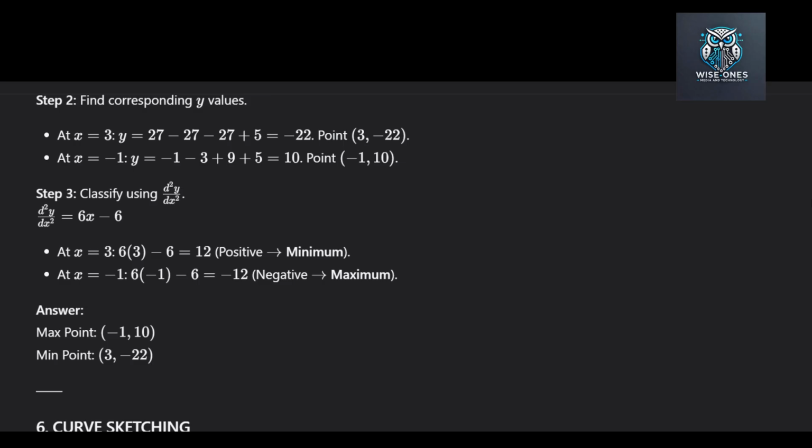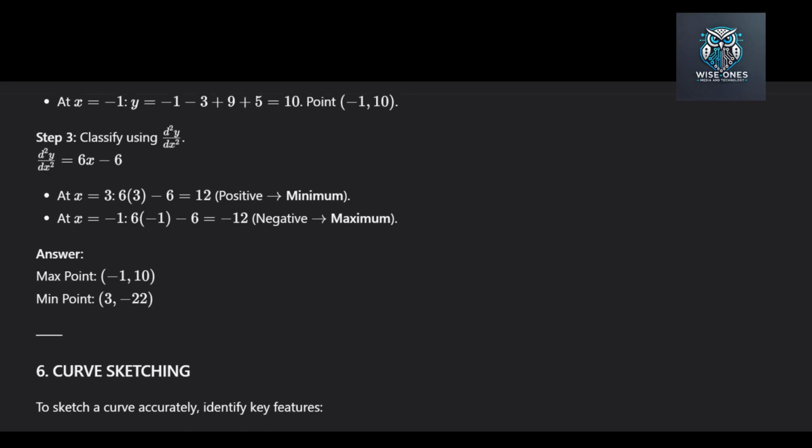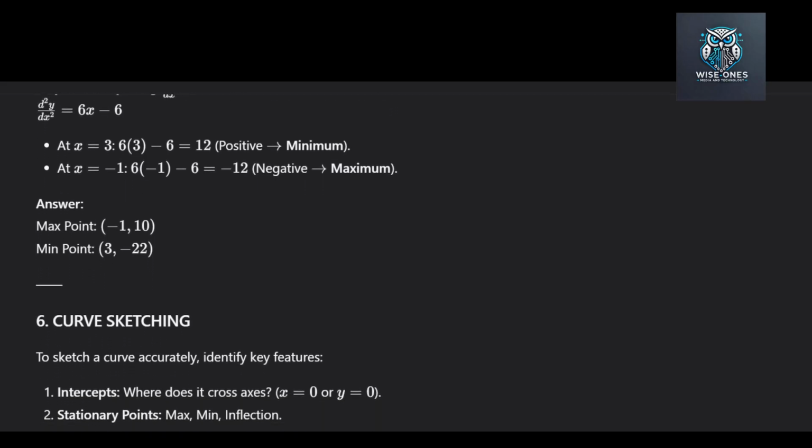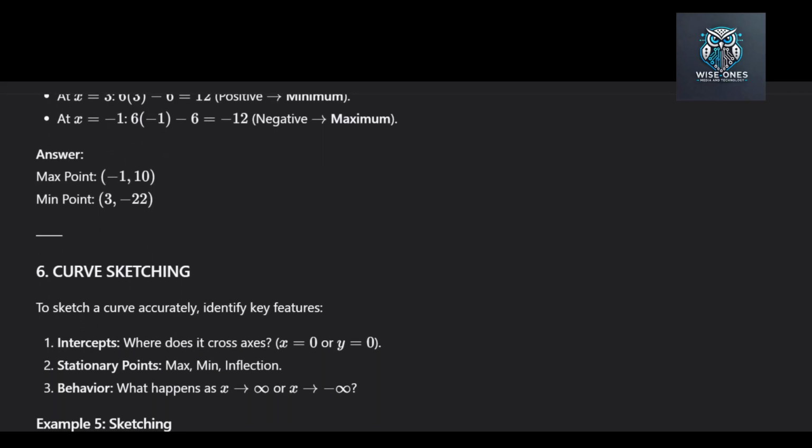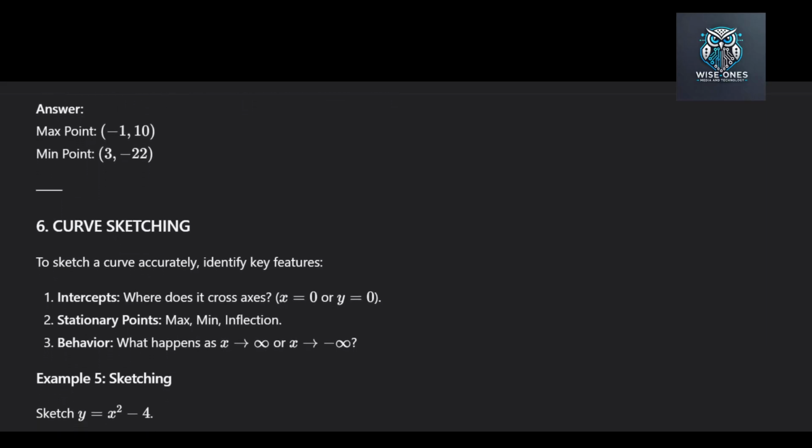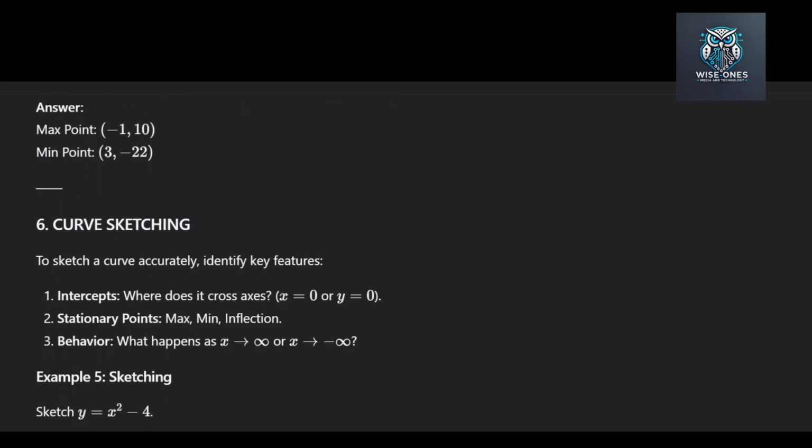At x equals negative 1, 6 times negative 1 minus 6 equals negative 6 minus 6 equals negative 12. Negative 12 is negative. Negative means maximum. So, open bracket negative 1 comma 10, close bracket is a maximum point.